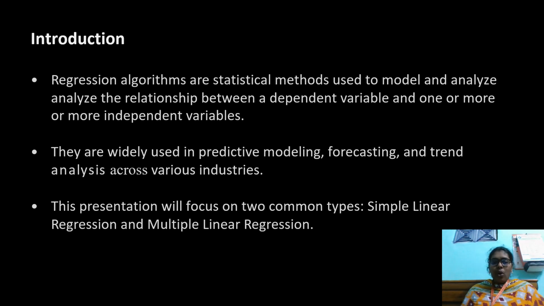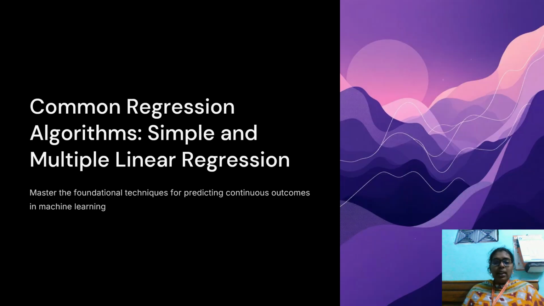This regression is used for modeling, forecasting and trend analysis in industries. This presentation will focus on two main types, which are very important in trending industries: simple regression and multiple regression. These are the common regression algorithms.